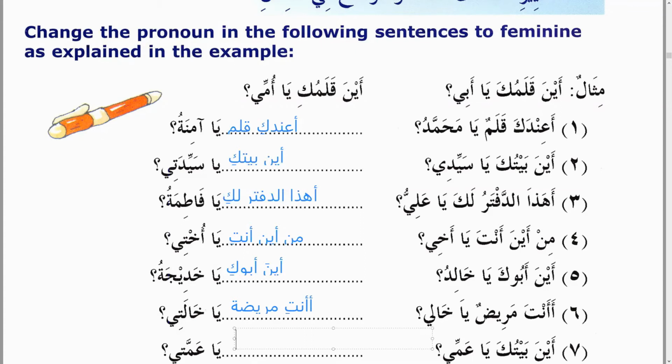Where's your house? Aina baituki. Baituki. Aina baituki ya ammati. So khal is your mother's brother and khala is your mother's sister. Am is your father's brother and ammati is your father's sister, right? Khal, khalati. So we should not get confused.